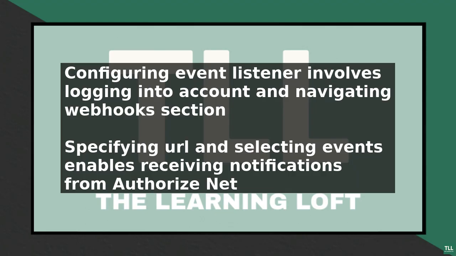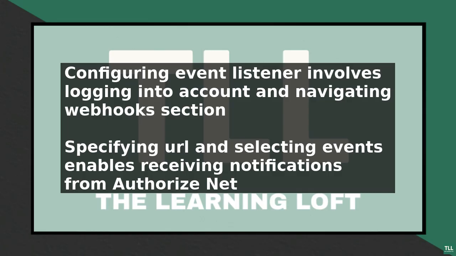Once you have set up your event listener, you can start receiving event notifications from Authorize.Net. When an event occurs, Authorize.Net will send an HTTP POST request to your event listener script with the event details. The event details will include information such as the event type, the transaction ID, and any relevant transaction information. To handle event notifications, your event listener script should be able to parse the event details and perform any necessary actions based on the event type.